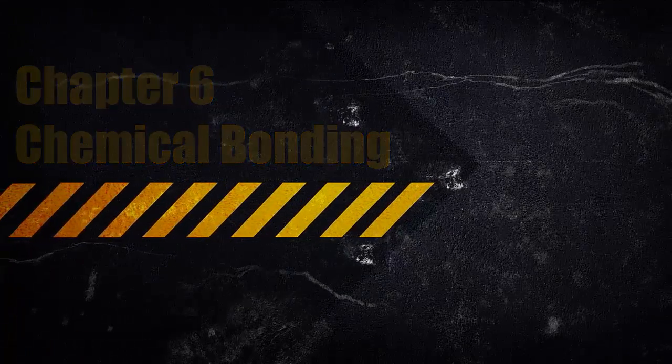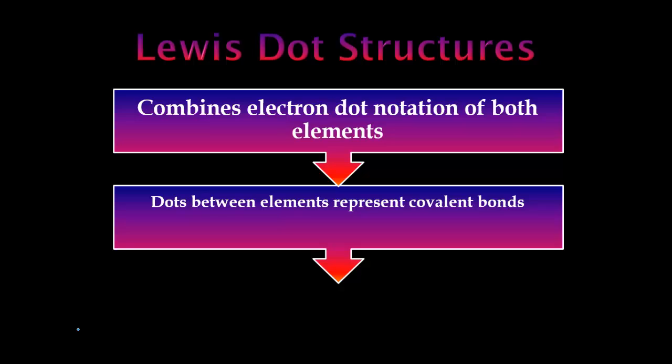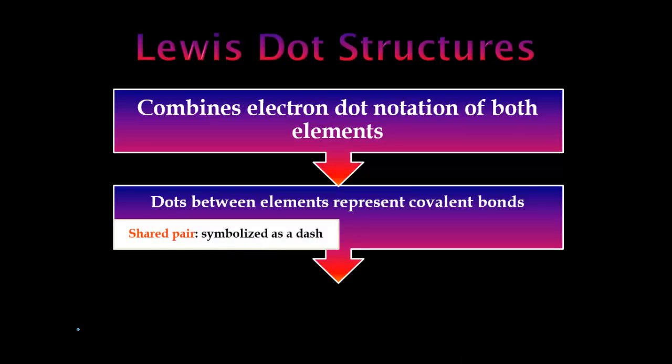So what is a Lewis dot structure? Well, Lewis dot structures combine electron dot notation of both of those elements. What we're going to do is look at the dots between elements as representing a covalent bond. A shared pair is going to be symbolized as a dash. So any electrons that we share, those between the elements, we're going to show them as a dash.